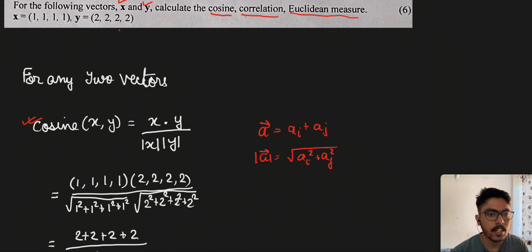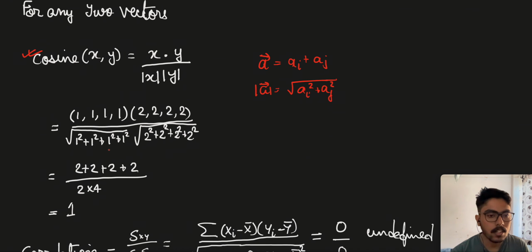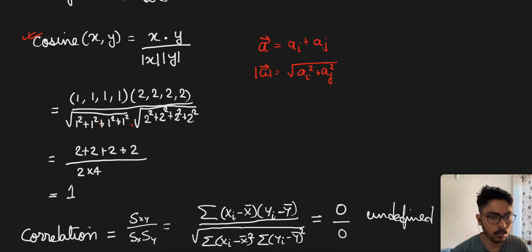So first we write x, which is given as 1 comma 1 comma 1 comma 1 and y as 2 comma 2 comma 2 comma 2. So we write it as it is in the numerator part, and then in the denominator we find the modulus and we multiply them. So 4 times 1, that is 4, so square root of 4 is 2, and 4 times 4, that is 16, so square root of 16 is 4, and on top we will multiply 1 to this 2, 1 to this 2, 1 to this 2, and then again 1 to this 2.